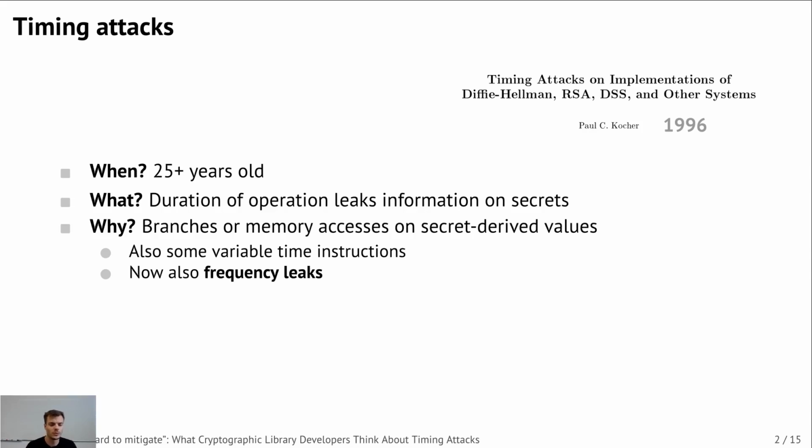But not only due to these two things that the attacker can measure, but also due to variable time instructions. Certain architectures have instructions that take variable time depending on the data they are provided with. And very recently it was also shown that frequency scaling, the way the CPU changes its frequency based on some patterns in the data fed to its instructions, can also leak information on secrets, because it changes the overall duration of some operation which the attacker can measure.